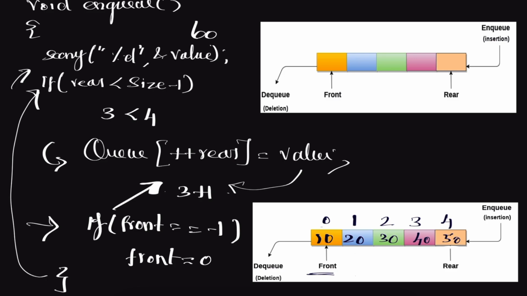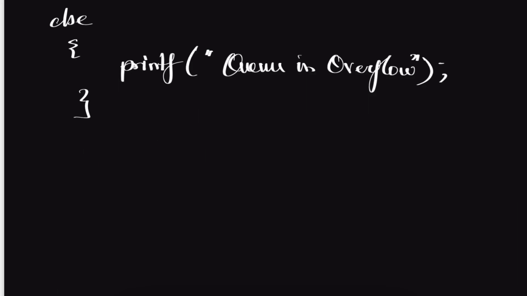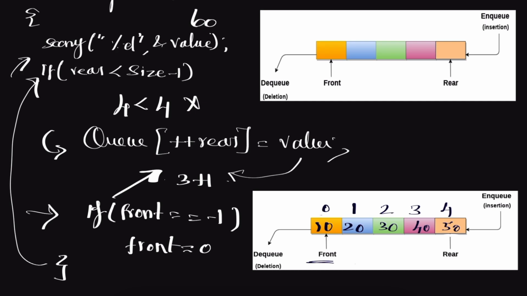Just imagine that 60. Now we have to check with the if condition. So here the index position is currently 4. So 4 less than 4, the condition becomes false. And now we can skip this if statement, else printf Q is overflow. So we can't do the insertion operation further. So this is the way we have to do the Enqueue operation.